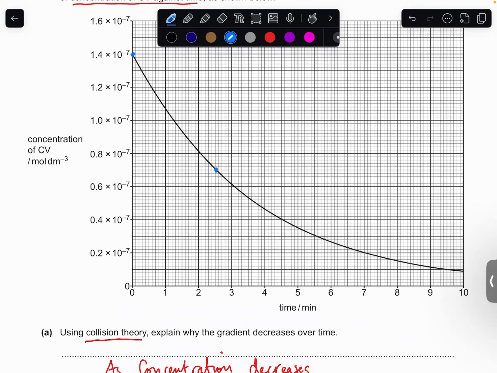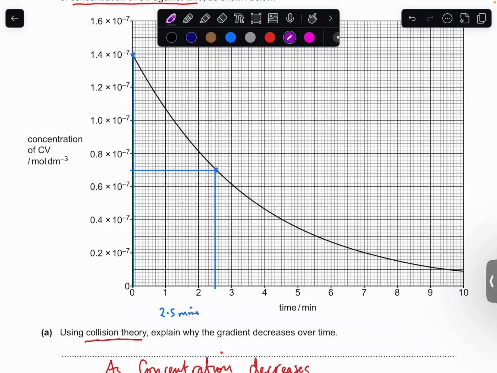So let's, that line is slightly off. Let me just start there. Here, you can read that off. And you've got the initial concentration from there to there. You can see that the half-life, the time taken for the concentration to halve, is 2.5 minutes.